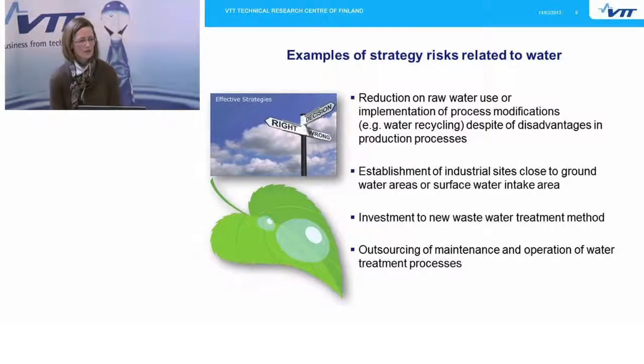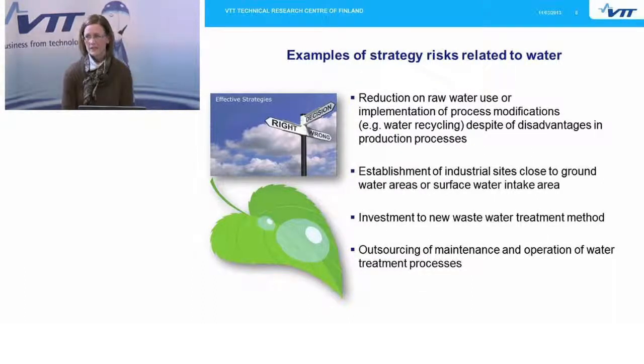Then a few examples of strategy risks related to water. Like we heard, the reduction of raw water use may cause some problems in the process. But if we see that those problems are smaller than the advantage that we can get of it, we may still implement the process change. The advantage may be even related to the company image or something.